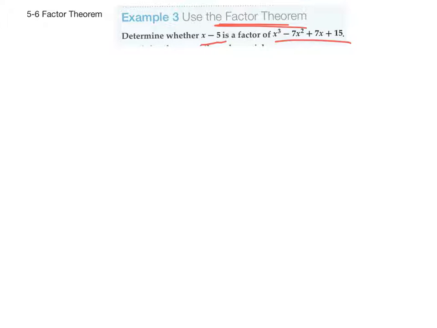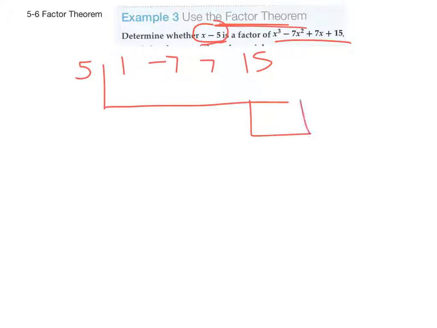So what we're going to do is set up our synthetic division, and I'm going to use 1, -7, 7, and 15, because that's all my variables. And then here's the key. This factor needs to be changed where we change to the opposite sign. So -5 becomes a +5. Now if we get a remainder of 0, then this is a factor.